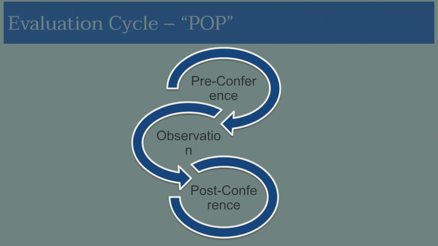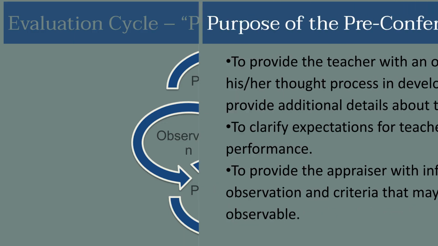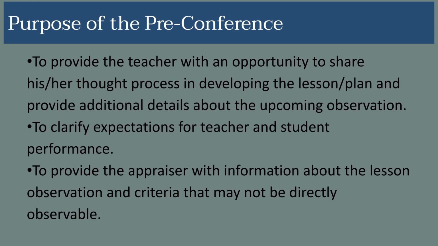The core of the observation phase follows a simple cycle we call POP: pre-conference, observation, post-conference. Think of this as a continuous loop. These 3 components are deeply interconnected to ensure that an observation isn't a surprise event, but a well-documented reflection of your teaching practice. Why do we do a pre-conference?